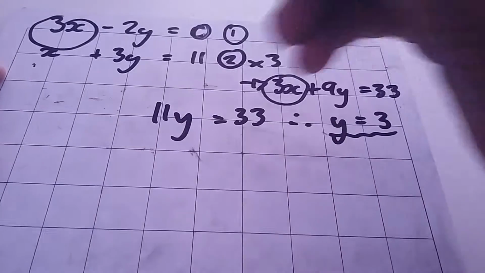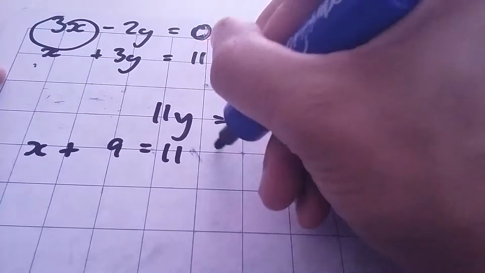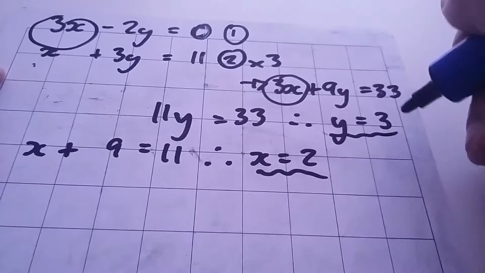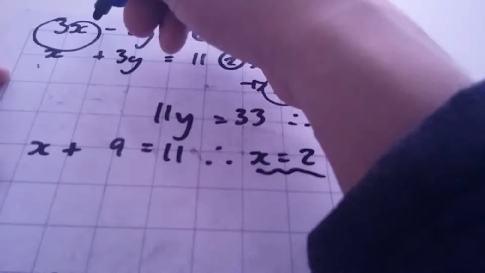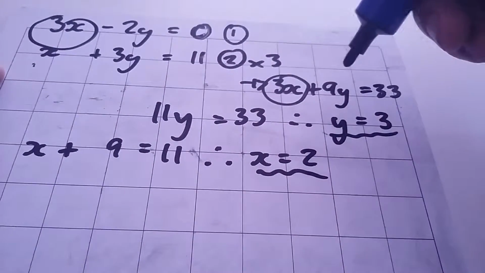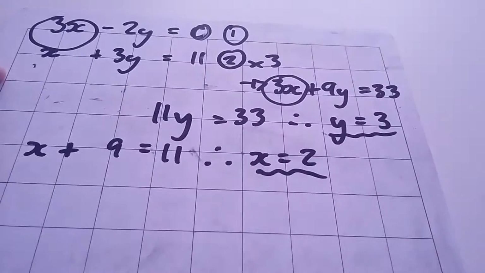Now, if I substitute this back into this equation here, we have x plus 3 lots of y, or 3 times 3, which is 9, which equals 11, which means that x equals 2. Now I can check if these values are right if I substitute them both back into the original first equation. So 3 times 2 is 6, minus 2 times 3, which is 6. 6 minus 6 is 0. So we know we are okay.